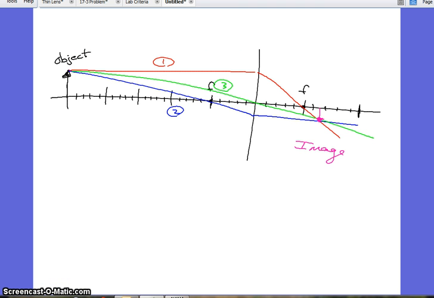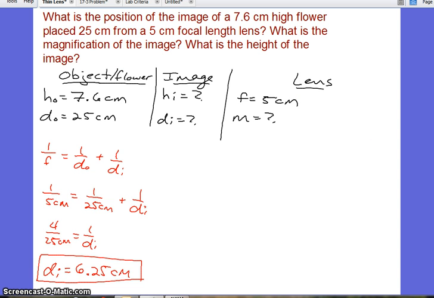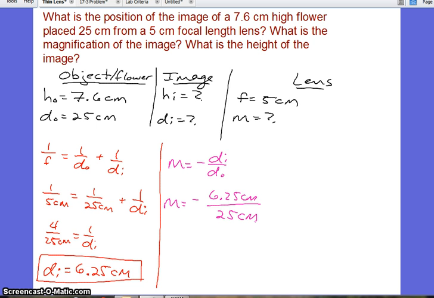And so we see over here, we got 6.5. We were pretty close. And it is on the right-hand side of the lens, so it should be a positive number. Makes sense. Now we need to find the magnification. The magnification is the opposite of the ratio of the image distance to the object distance. So magnification is the opposite of 6.25 centimeters, our answer from the first part, over 25 centimeters. And so the magnification is negative 0.25. There are no units because the centimeters cancel out.